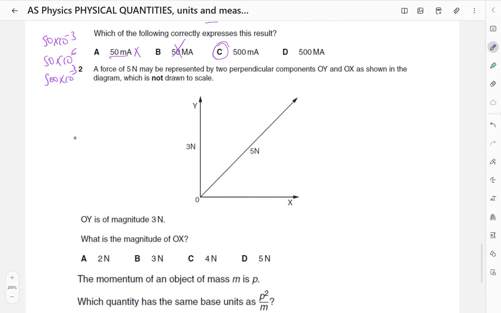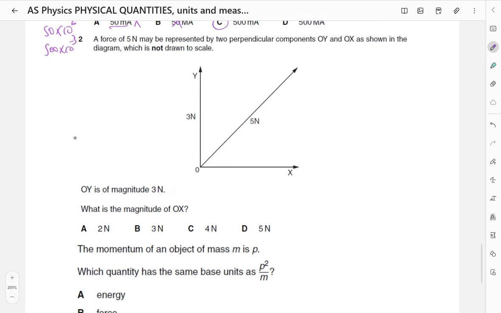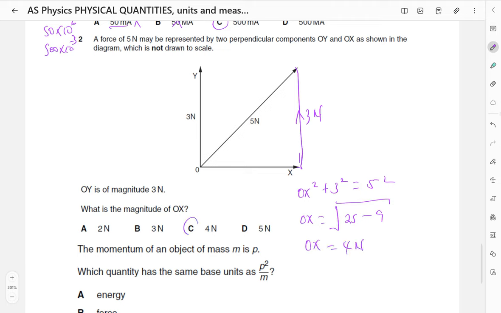A force of 5 newtons may be represented by two perpendicular components, Oy and Ox, as shown in the diagram, which is not drawn to scale. Oy is 3 newtons. I can just put here 3 newtons, because it is in the vertical. What is the magnitude of Ox? That is very simple, Pythagoras theorem. So Ox squared plus 3 squared should be equal to 5 squared. So Ox is going to be the square root of 25 minus 9, which is 16. That means Ox is going to be 4 newtons. So our answer is going to be C.